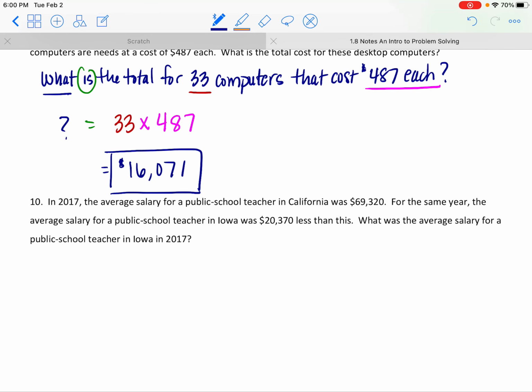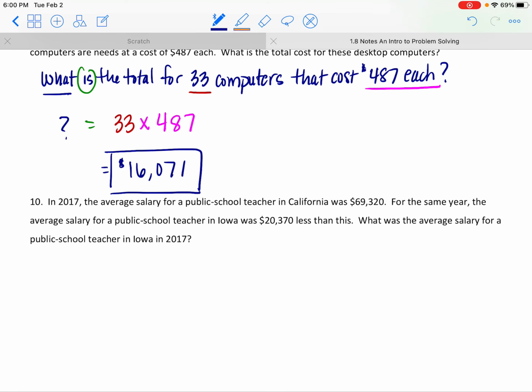All right. In 2017, the average salary for a public school teacher in California was $69,320. It says for the same year, the average salary for a public school teacher in Iowa was $20,370 less than that. What was the average salary for a public school teacher in Iowa? So if it's $20,370 less than what it was in California, less than means we have to subtract.